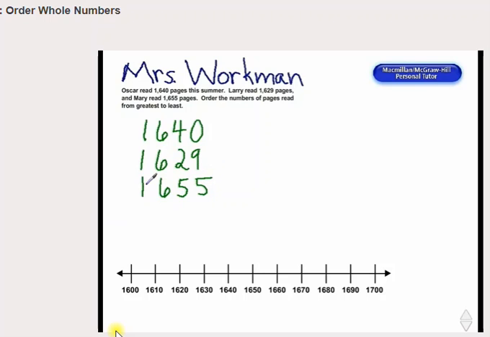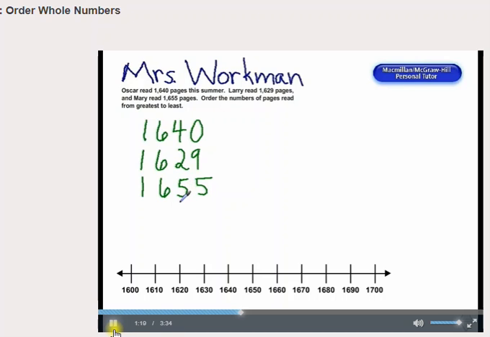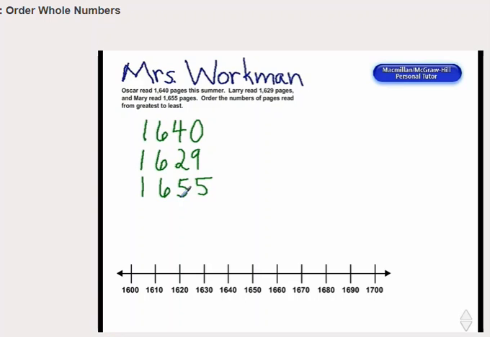Now I notice that all the numbers in the thousands column are the same. All the numbers in the hundreds column are the same. But when I get to the tens column, the numbers are different. The 5 represents the most tens, 5 tens. So the 1,655 would be the greatest of the three numbers.